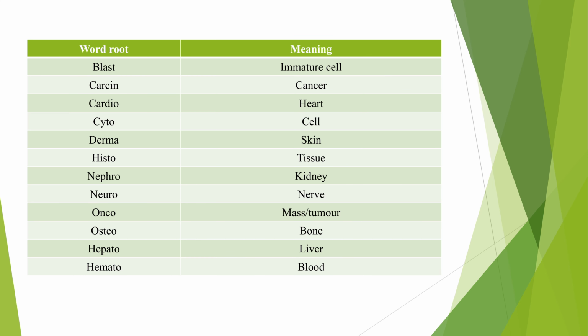Let's see some examples of word roots. Blast means immature cell. Carcin refers to cancer. Cardio, heart. Cyto, cell. Derma, skin. Histo, tissue. Nephro, kidney. Neuro means nerve. Onco means mass or tumor. Osteo means bone. Hepato means liver. Hemato refers to blood.